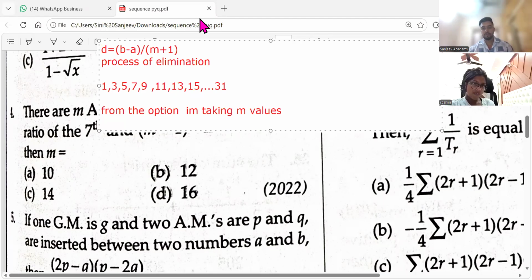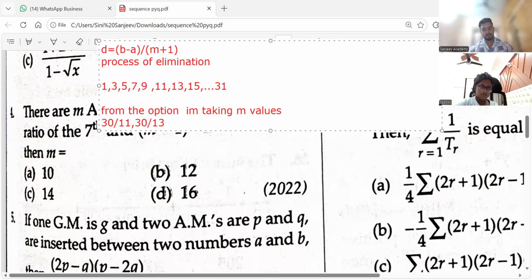Again, I'll use the help of Roshni. Roshni, tell me the first one. What is the answer? B minus A is what? 30. So 30 by M plus 1. For Option A, if I'm putting the M value, 30 by 11, right? Next option.